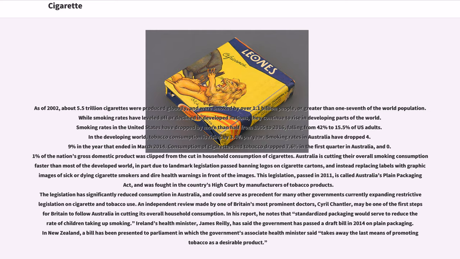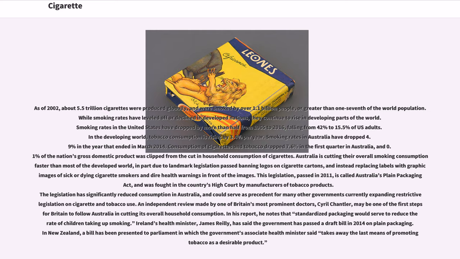Australia is cutting their overall smoking consumption faster than most of the developed world, in part due to landmark legislation passed banning logos on cigarette cartons, and instead replacing labels with graphic images of sick or dying cigarette smokers and dire health warnings in front of the images. This legislation, passed in 2011, is called Australia's Plain Packaging Act, and was fought in the country's high court by manufacturers of tobacco products. The legislation has significantly reduced consumption in Australia, and could serve as precedent for many other governments currently expanding restrictive legislation on cigarette and tobacco use.